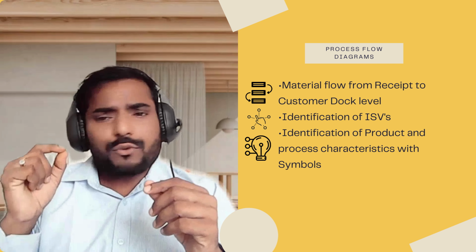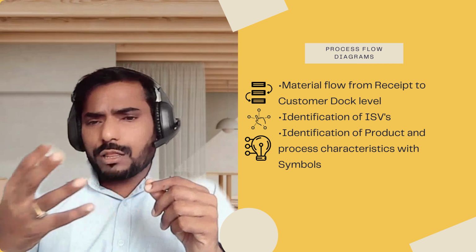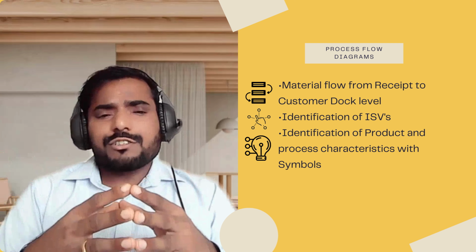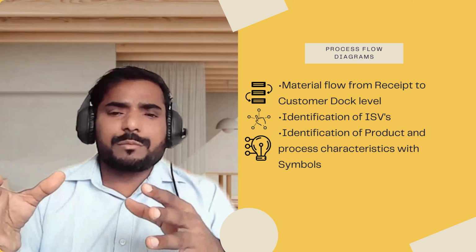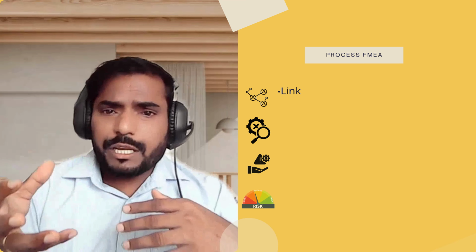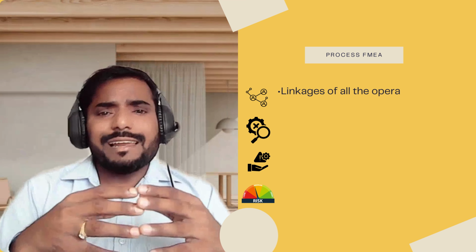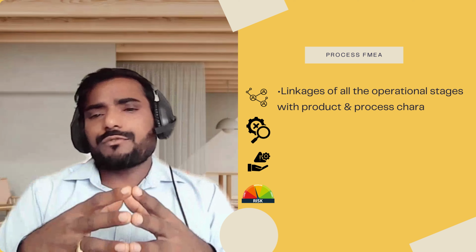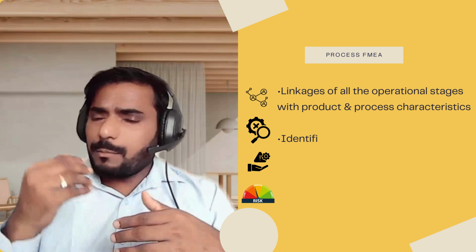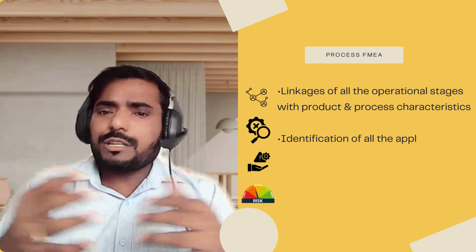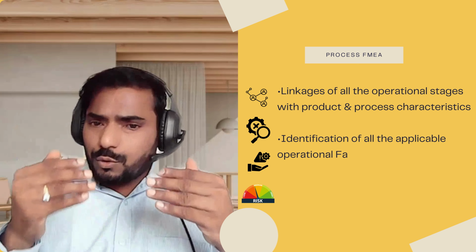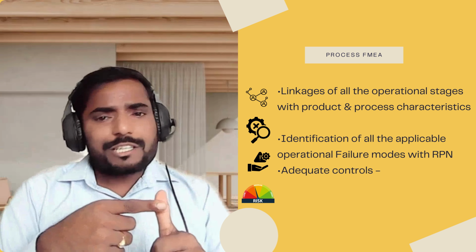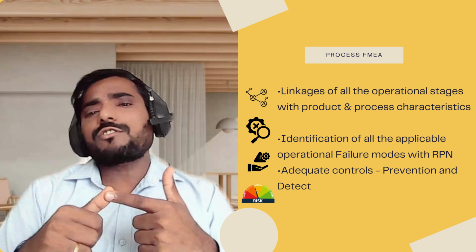Once the process flow diagram is established by considering all the required processes or operational stages, the same stages or operations need to be linked with the process FMEA. When we talk about the process FMEA, the first thing you need to check is the linkage of all these operational stages of the process flow diagram with the process FMEA. In the same way, the product and process characteristics you have already captured in the process flow diagram should again be linked with the process FMEA. One thing is the operational stages; the second one is the product and process characteristics.